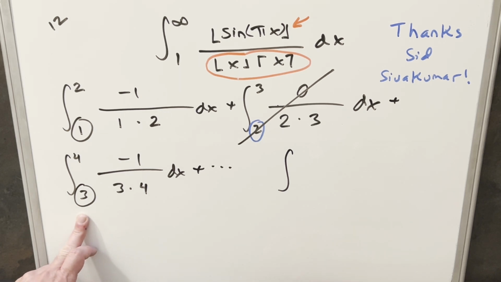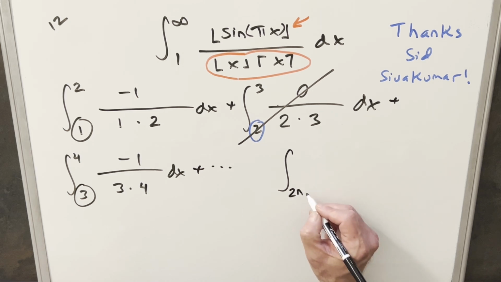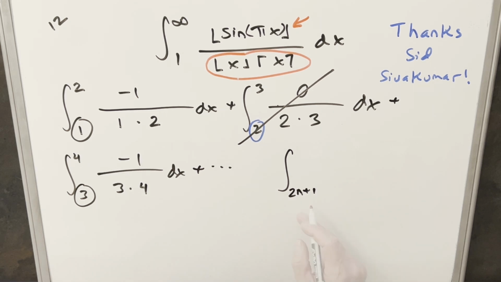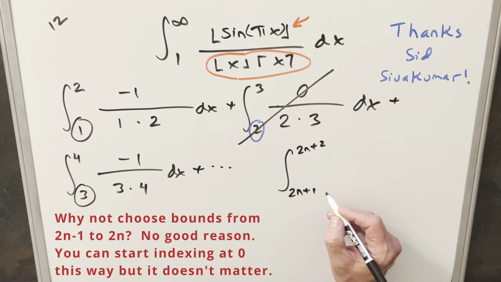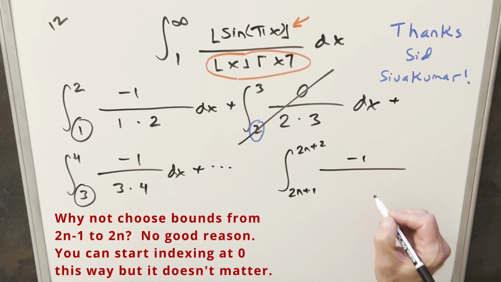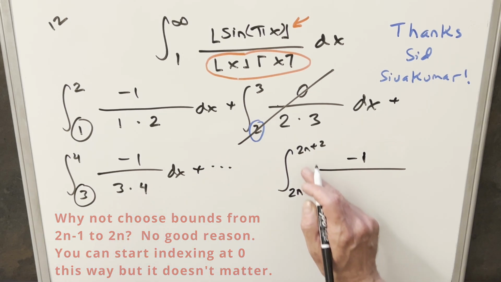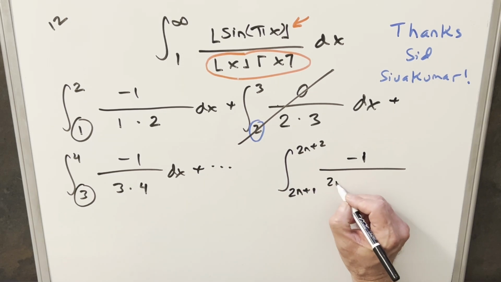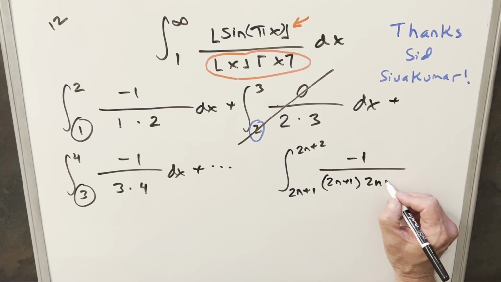So first of all, since the lower bound is always going to be odd, and all the even cases get wiped out, I'm going to represent this lower bound as 2n plus 1. And so just adding 1, our upper bound becomes 2n plus 2. We're always going to have this minus 1 here in the numerator. And then for the denominator, it's just going to be the lower bound times the upper bound, so it's just going to be 2n plus 1 times 2n plus 2.